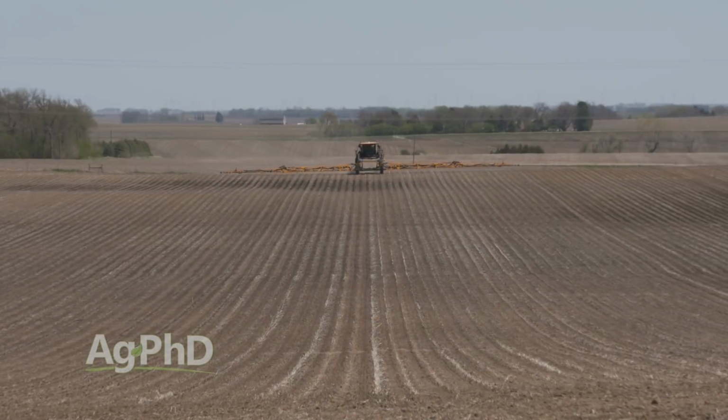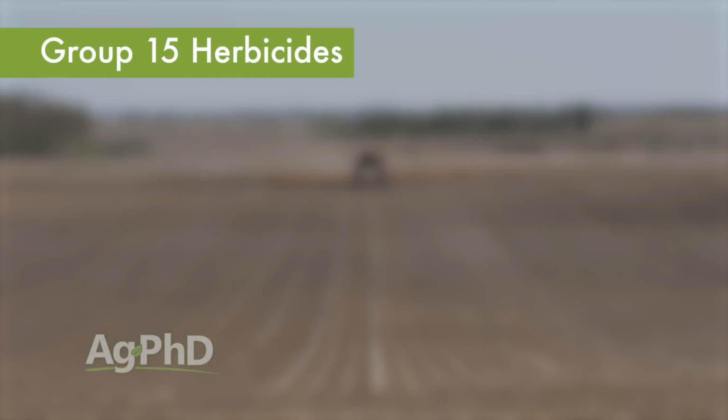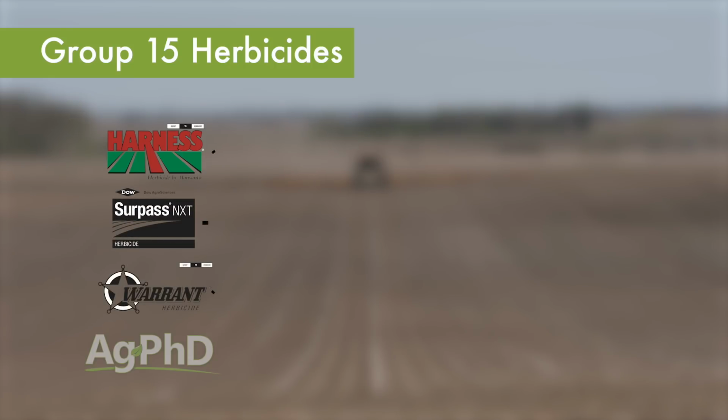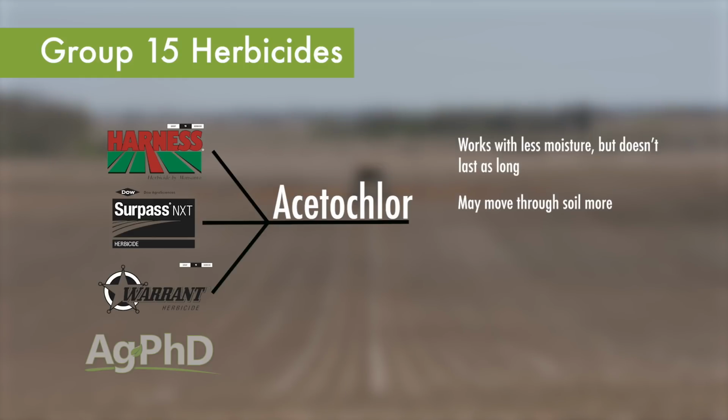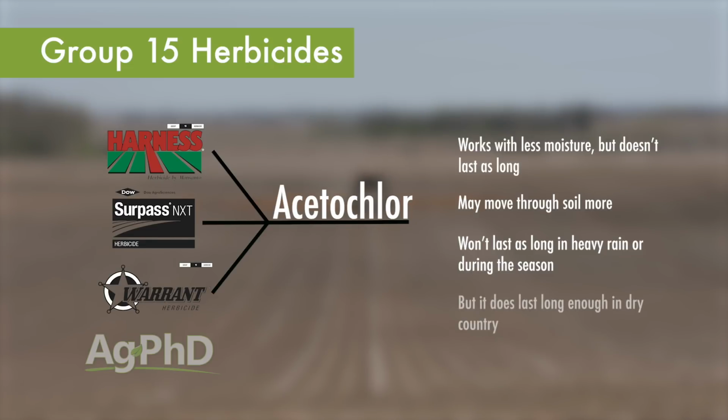The question though is, we've detailed quite a few different group 15 products. What's the difference between these products? The biggest difference that we've seen is when you look at Harness, Surpass, and Warrant, they're all acetochlor. Well, acetochlor appears to us to work with a lot less moisture, but it doesn't last as long. It may move through the soil a little more. It's not going to last as long in heavy rain. It's not going to last as long during the season. But in dry country where we farm, it's fine. It lasts plenty long enough because we are dry. Well, let's say you have all kinds of rain, what we have seen so far out of Zidua is that it seems to hold longer.